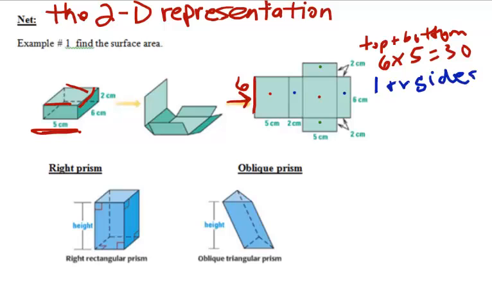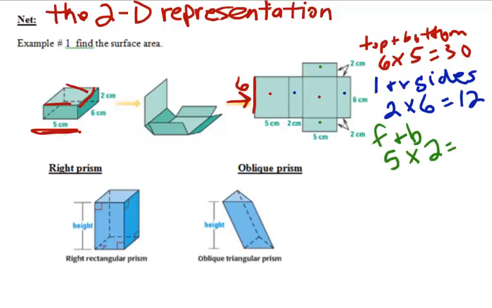Okay, the left and right sides are 2 by 6, and so that's 12 for one of them. And then the green ones were front and back. I'm going to abbreviate those. The front and backs were 5 centimeters by 2 centimeters, and so that gives me 10. Now remember, we have to do 2 of each.